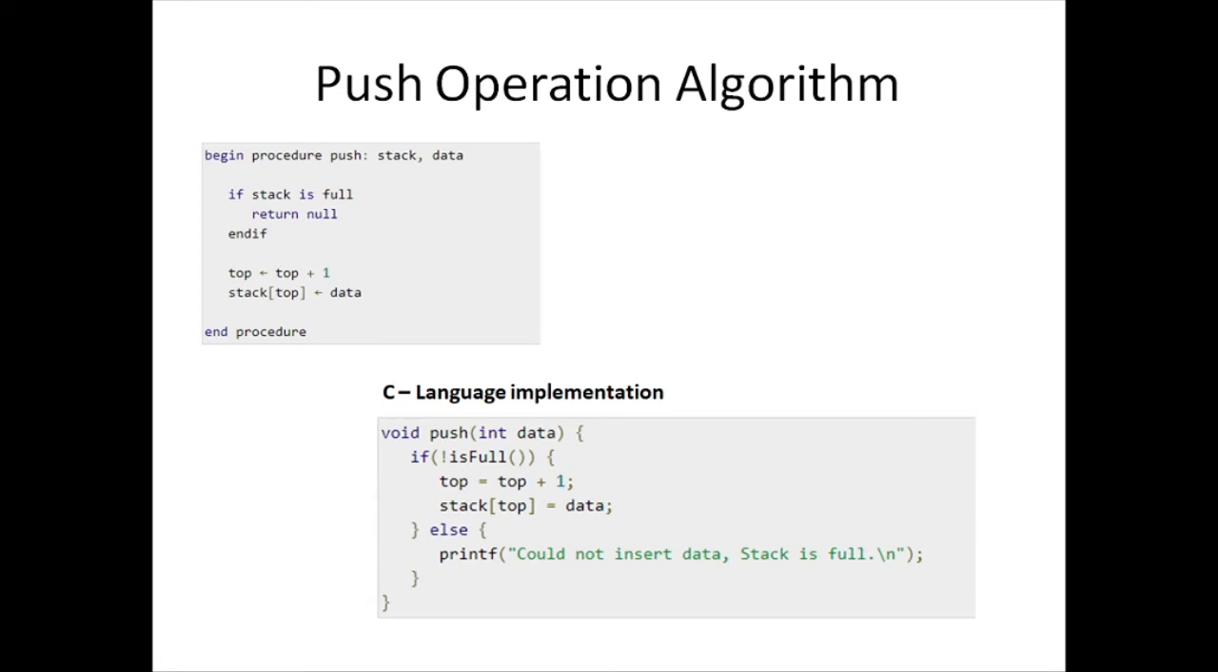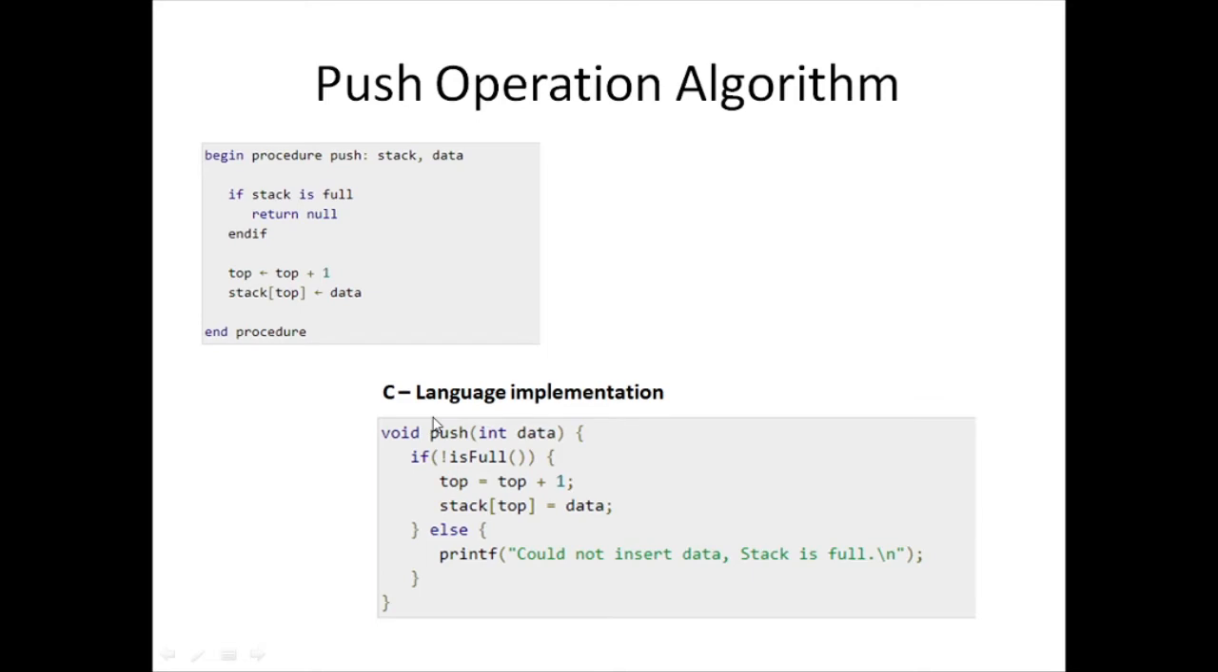So here is now the algorithm for the push operation. Again, we test if the stack is full. If the stack is full, return null. That means it was not successful. Then if not, go to the next value of top, so top plus 1. And then the data will be stored in that position of the stack. So that's the algorithm, the pseudocode.